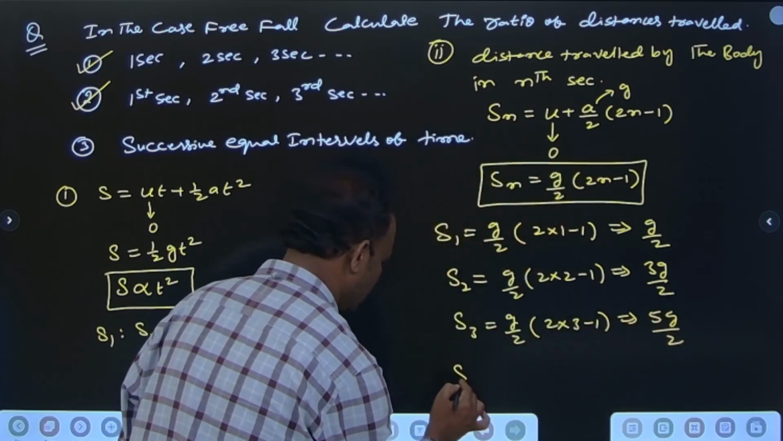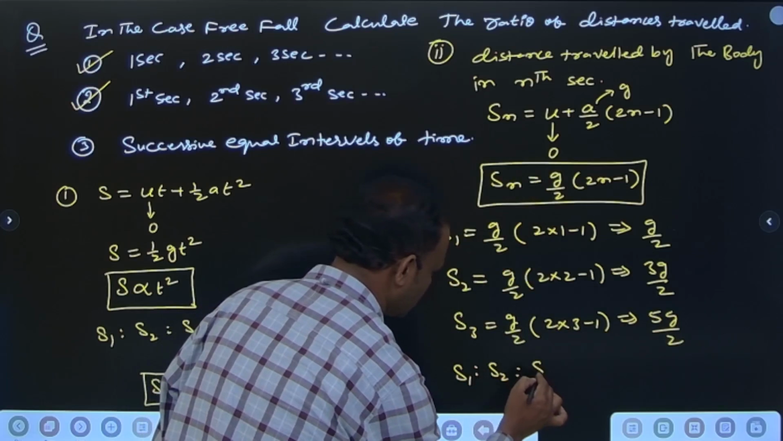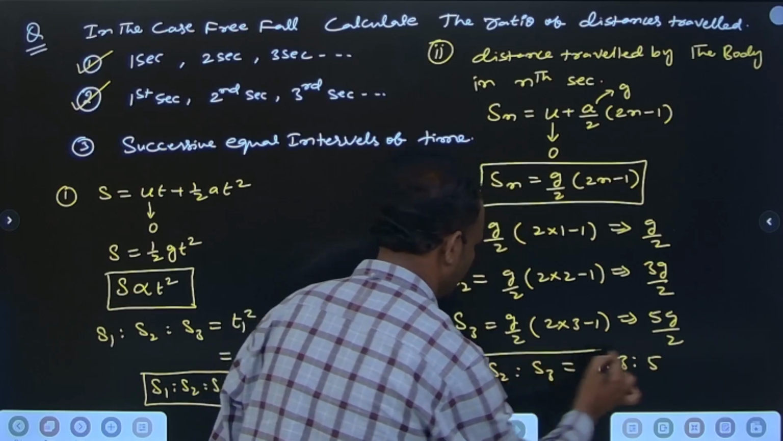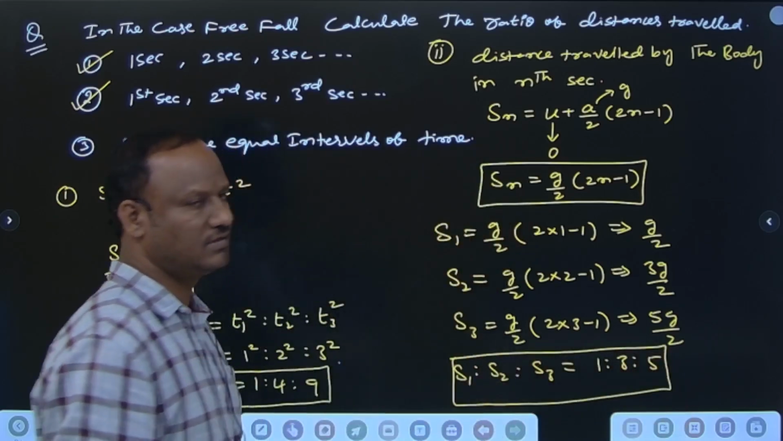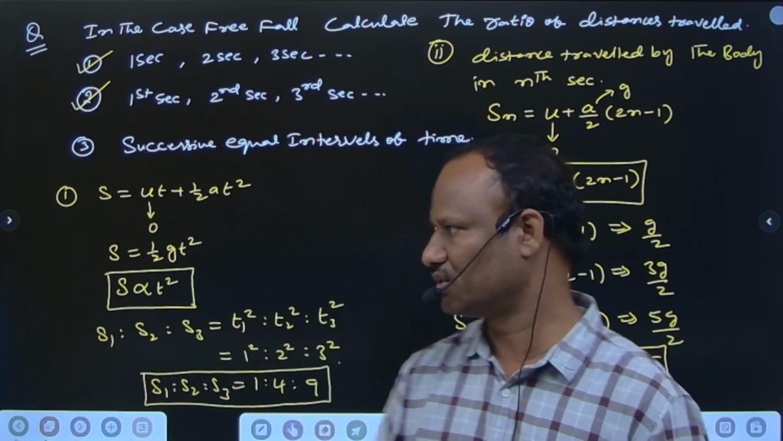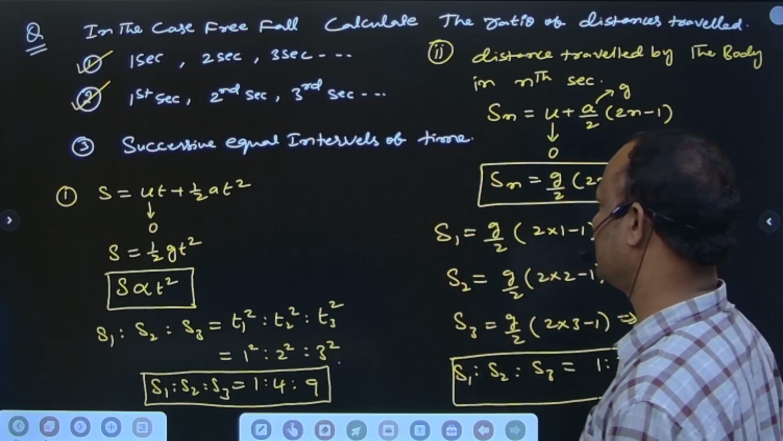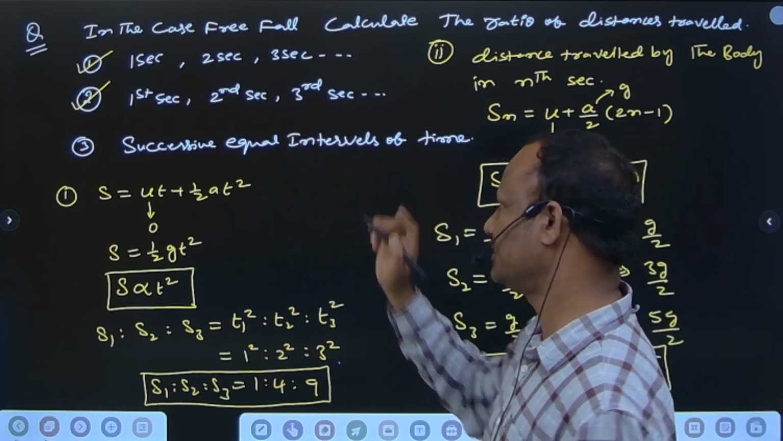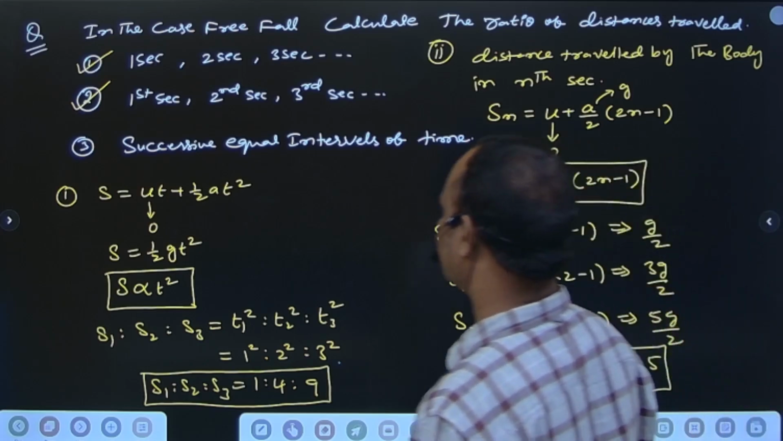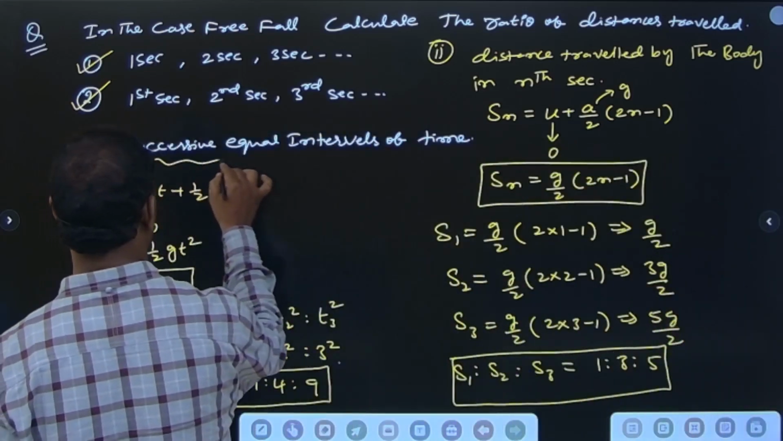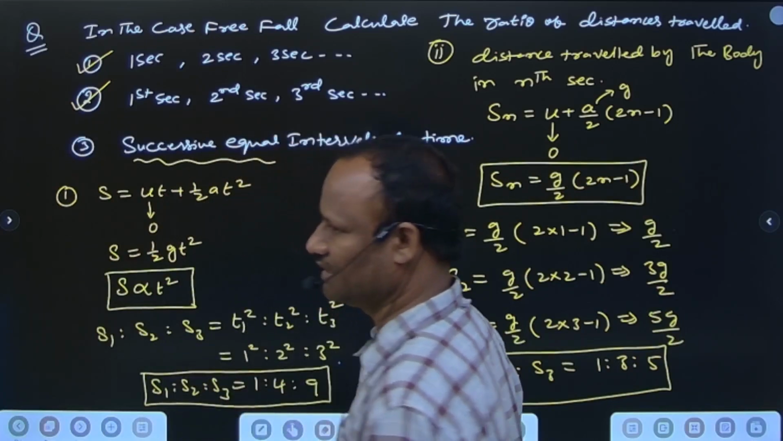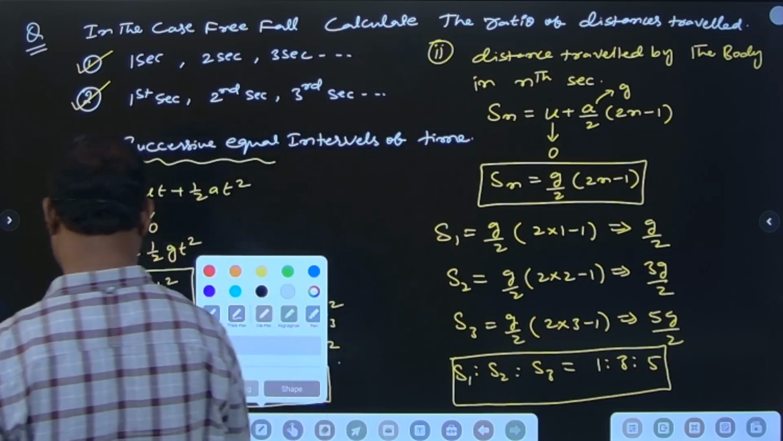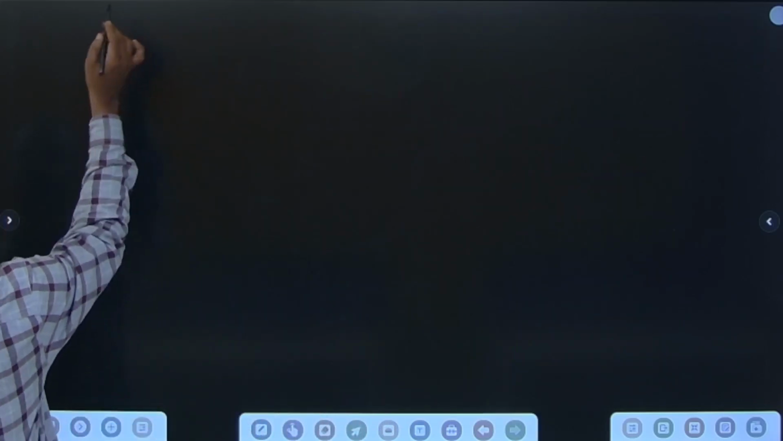The ratio of distances traveled, S1 is to S2 is to S3 is equal to 1 is to 3 is to 5, like we can write it. This is the ratio of distances traveled in the first second, second second, third second. So in 1 second, 2 second, 3 second, like this. Okay. So successive equal intervals of time. What is the meaning of this successive equal intervals of time? Yes. So this is what I'm talking about.